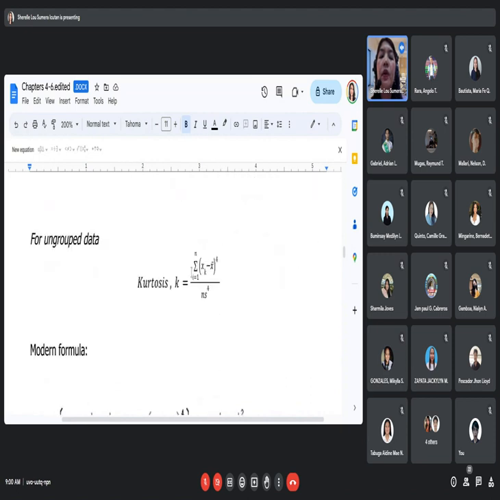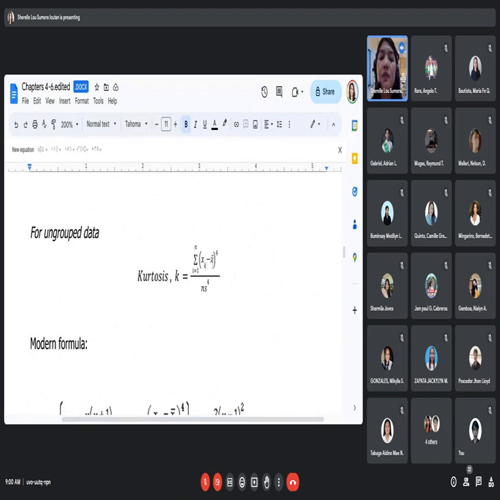So, paano tayo mag-compute? This is the formula for ungrouped data. X minus X bar. Take note that in your standard deviation, you just have to square this. Pero sa kurtosis, i-raise mo siya sa 4. Tapos N, which is the sample size, S raised to 4. Ibig sabihin, yung standard deviation mo, i-raise mo sa 4. But if you have a variance, which is S squared, i-square mo pa ulit to get S raised to 4.